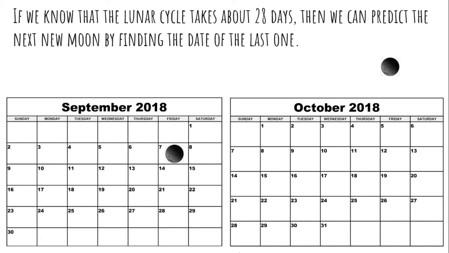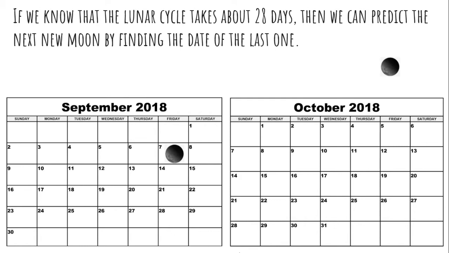So if we do know that our lunar cycle takes about 28 days, we can predict new moons by finding the date of the previous. So let's say we know that there's a new moon on September 7th, 2018. We can predict when the next new moon would be just by bumping ahead 28 days.